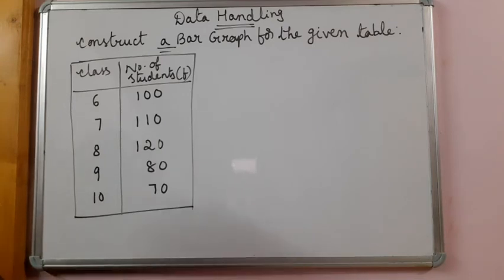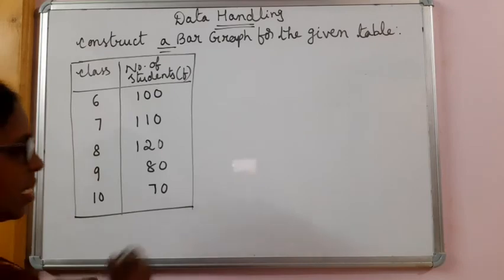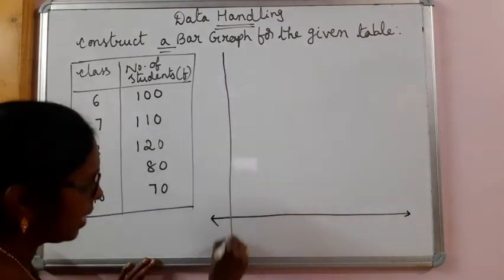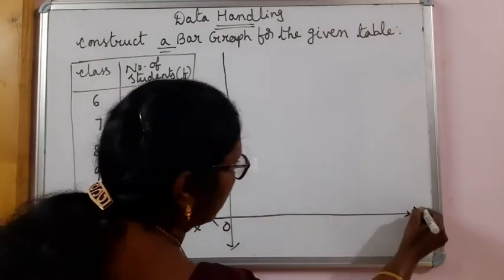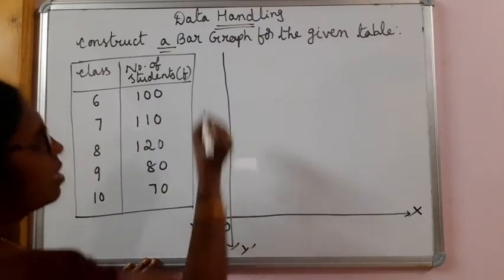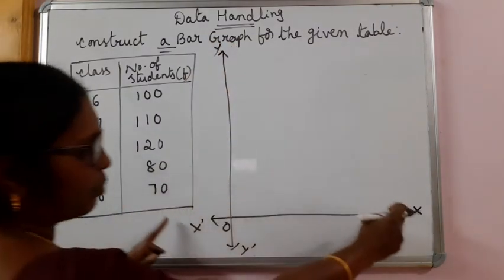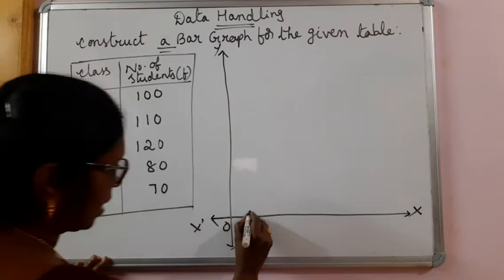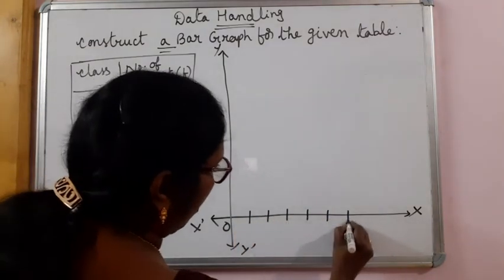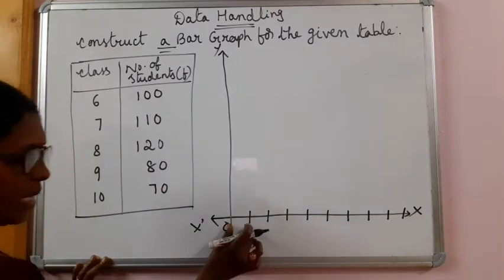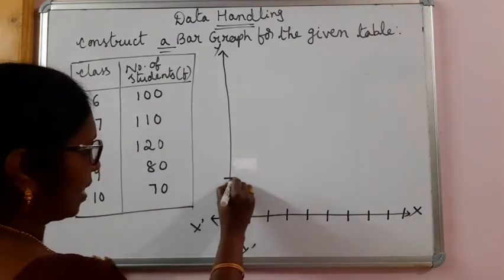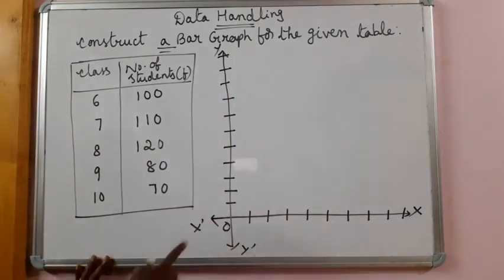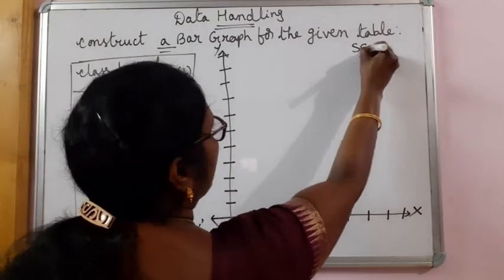For any graph, we have to draw the x-axis and y-axis. Using a scale and pencil, draw the x-axis and y-axis. Name the x-axis as X'OX and the y-axis as Y'OY, and arrows should be shown on both sides. On graph paper, you can have 1 cm boxes or 2 cm boxes, depending upon the graph paper you take. Before starting, we have to take the scale.